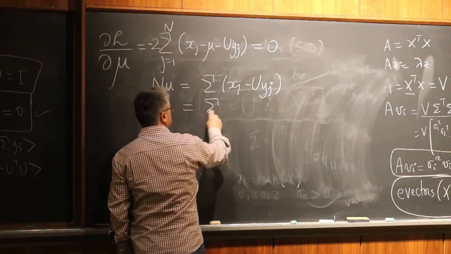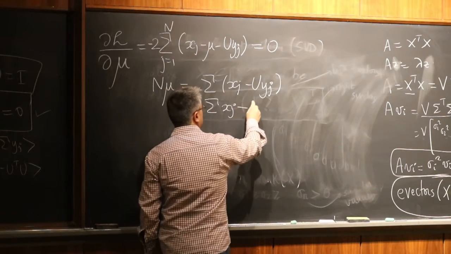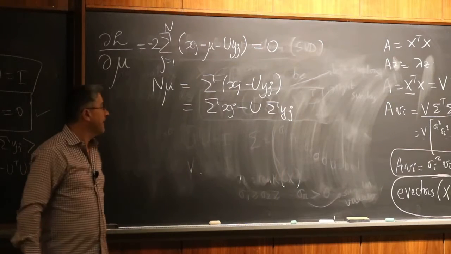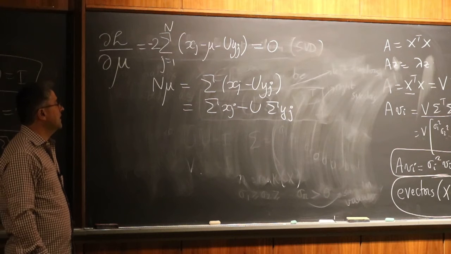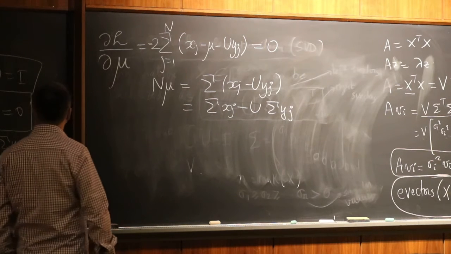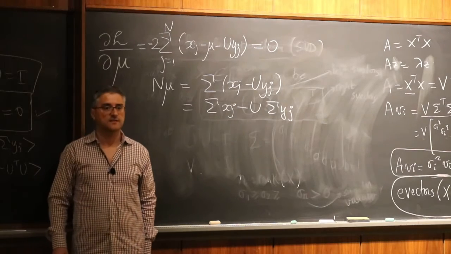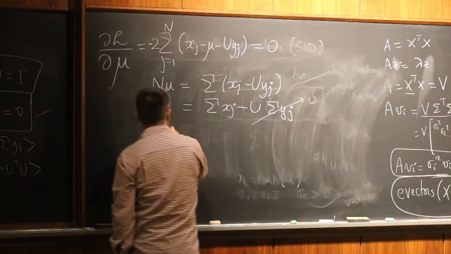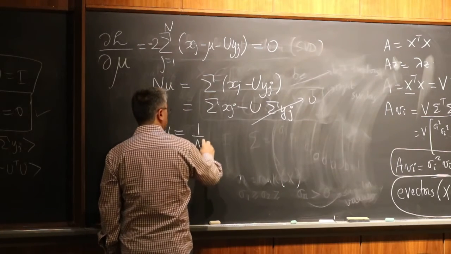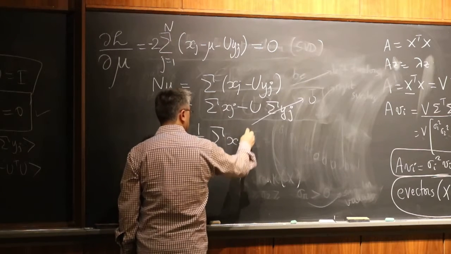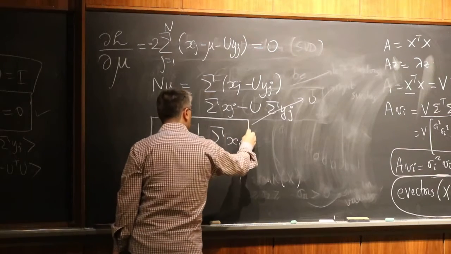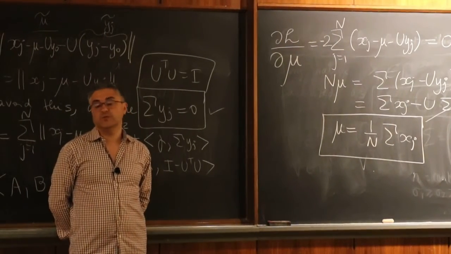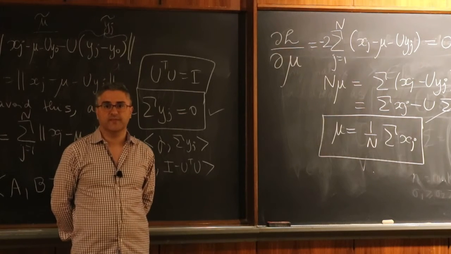Now this thing is the same as the sum of the xj's minus mu times the sum of the yj's. Sum of the yj's, do we know what that is? 0. So this is 0. And look what happened. Mu is equal to 1 over n times the sum of the xj's. So the mu is the average of the data points, which is what I had claimed to begin with.